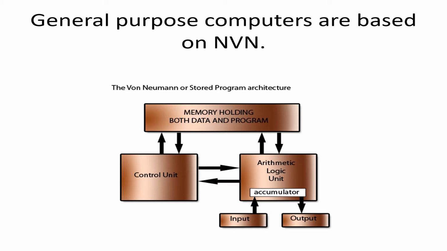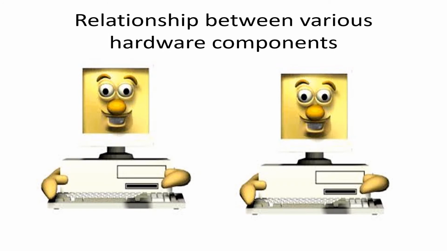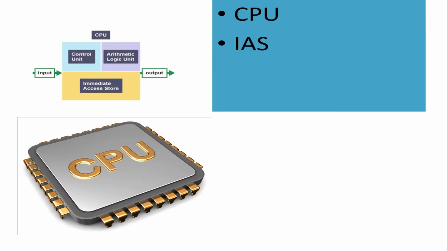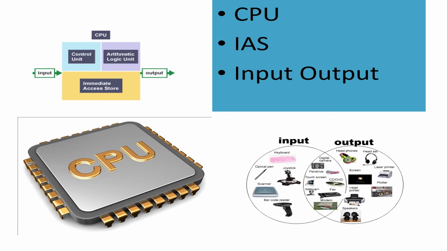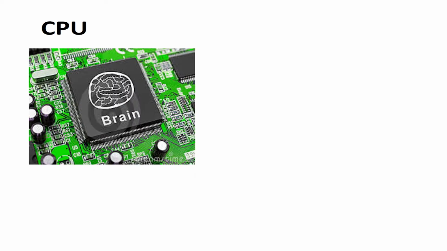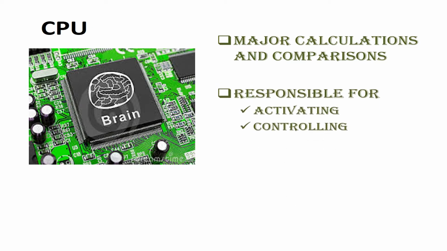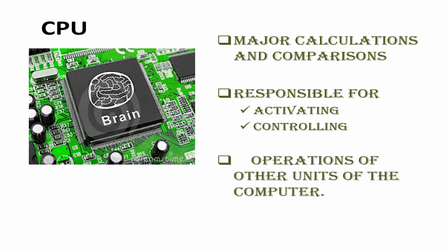Talking about the von Neumann architecture, we are describing the relationship between the various hardware components that build a von Neumann-based computer. These components are the CPU, the IAS, and the input-output. Let's see what these are. The CPU is the brain of a computing system. All major calculations and comparisons are made inside the CPU, and it is also responsible for activating and controlling the operations of other units of the computer.